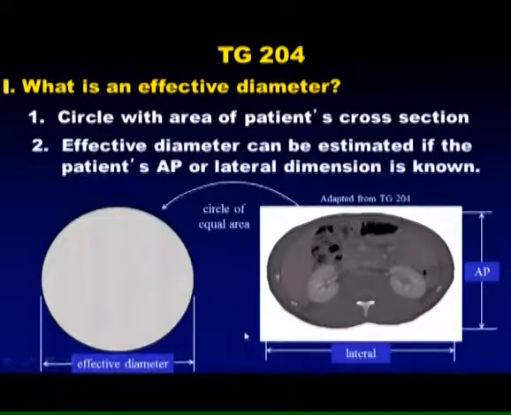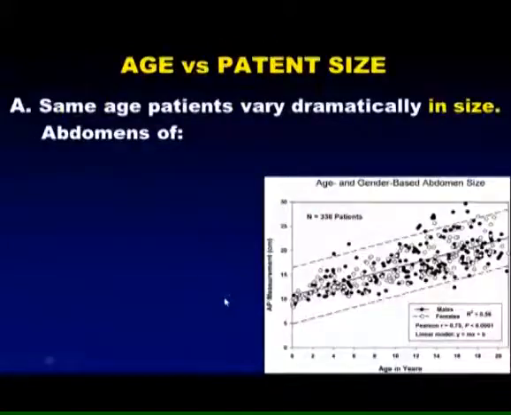What's the effective diameter that was plotted on the abscissa? Well, it's simply the diameter of a circle with an area equal to the area of the patient's cross-sectional axial image. If we know the AP and the lateral dimensions, we can calculate the effective diameter of the circle. Well, how do we figure out what the patient's size is? One of the things that you might be tempted to do is say, well, let's just use the patient's age. We know the patient's age.